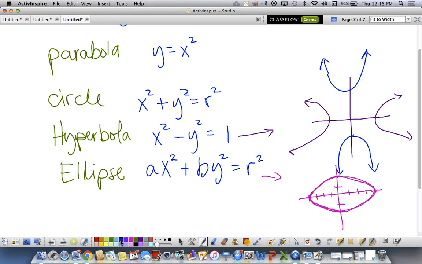Parabola, circle, hyperbola, ellipse. What if it's ax squared minus by squared?